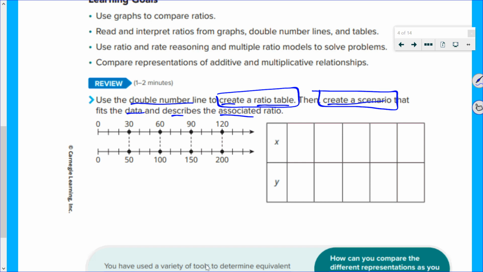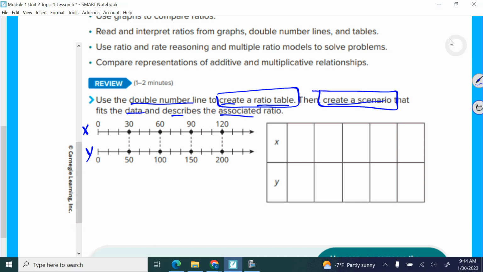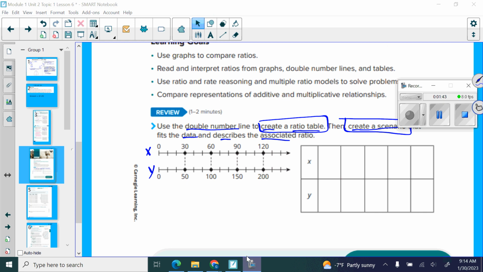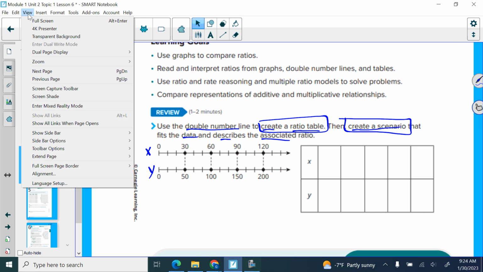I will give you a quick hint. Remember, in a ratio, your order matters. And just to double check, everybody should know my X is on top, my Y is on bottom. Make sure that your table lines up the same, okay? So I'll give you guys about 4 minutes to do this since you need to also create a scenario. Go ahead and start.